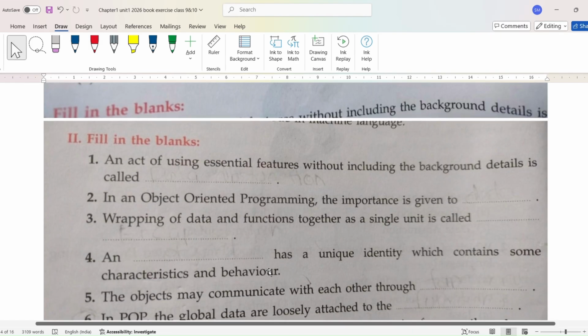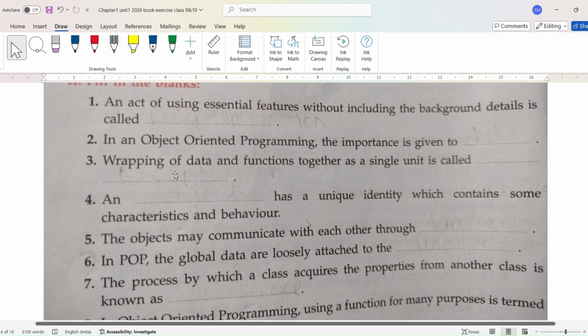It is easier to write is also wrong because machine language is the most difficult to write. Next question. Fill in the blanks. Question 1. An act of using essential features without including the background detail is called data abstraction. Data abstraction means using only the necessary features without showing the internal details.